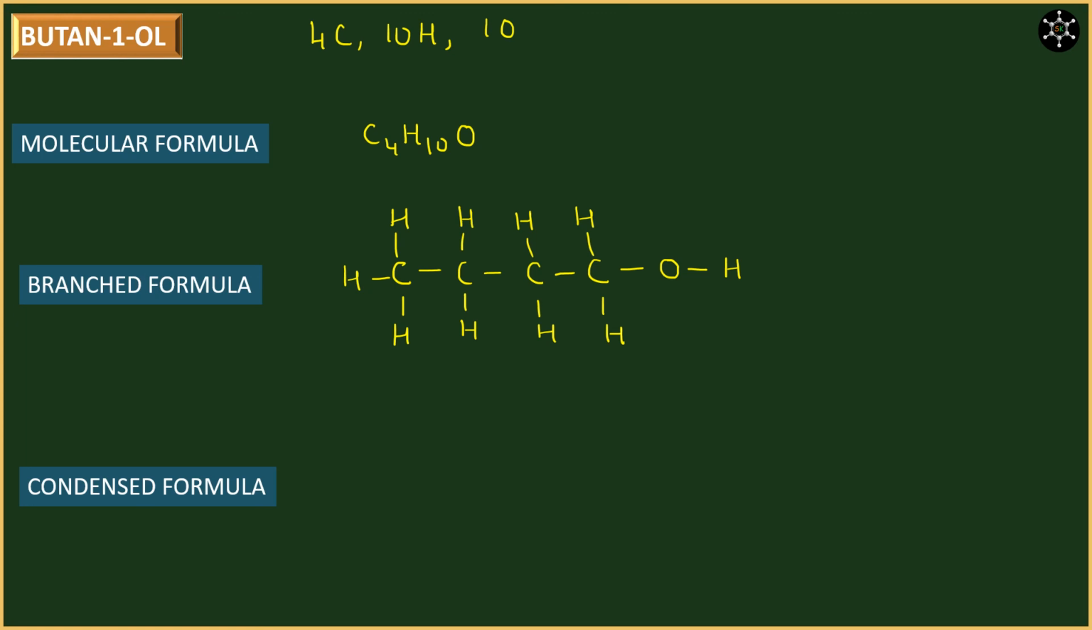Coming to the condensed formula, it is the same way. All hydrogen atoms will be written together with carbon. OH will be written together. So, CH3, single bond CH2, single bond CH2, single bond CH2, and OH.